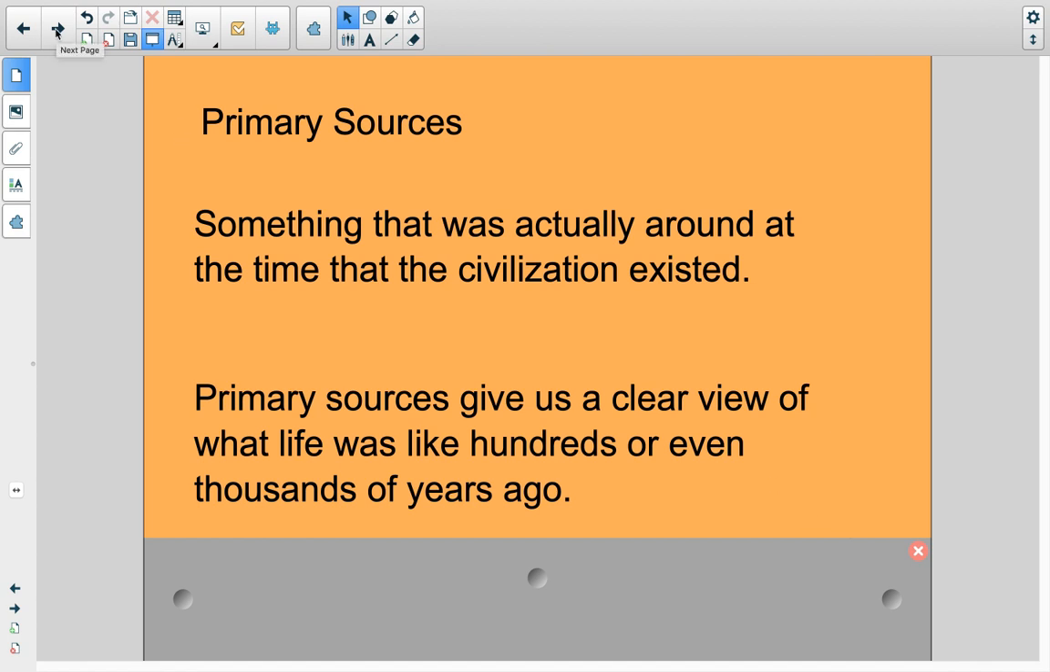Now, there's also something called secondary sources. We're going to talk about that a little bit later, but a secondary source, just briefly, is somebody who writes about something that's a primary source. For example, if someone writes a textbook about primary sources, that is considered a secondary source. It's someone talking about that primary source. But you don't need to know that. That's just something for later.